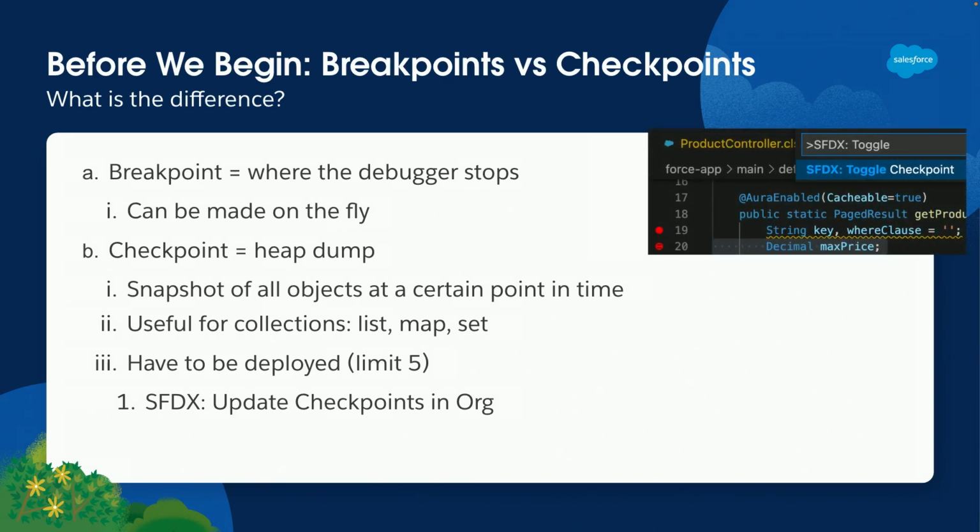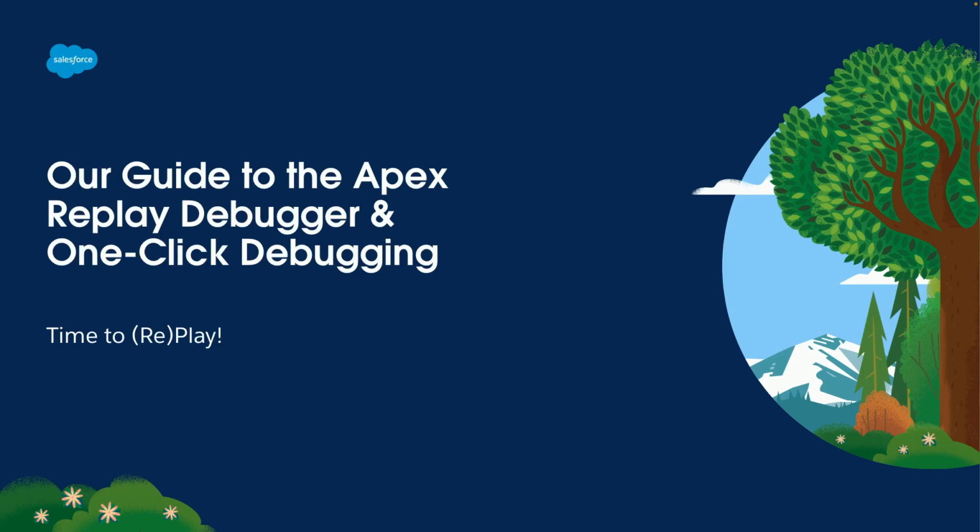Visually, they look a little bit different. A breakpoint is a solid red dot in the gutter, and a checkpoint looks a little bit different. It's a red dot with two horizontal lines across from it, and we'll see that in the demo as well. With that being said, let's switch over and see the one-click replay debugger in action.